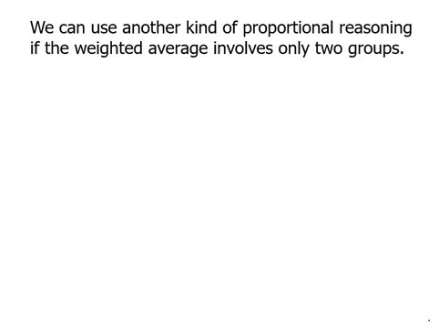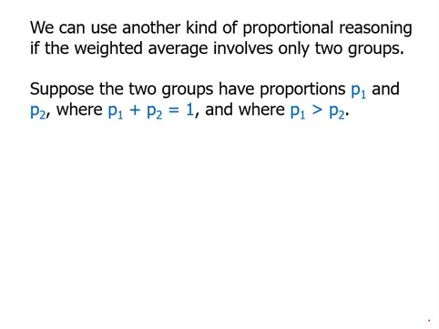We can use another kind of proportional reasoning if the weighted average involves only two groups. Suppose the two groups have proportions P1 and P2. So those are two proportions that add to 1. And we're going to say, for the sake of argument, that P1 is the bigger group. So P1, group 1, is bigger than group 2.